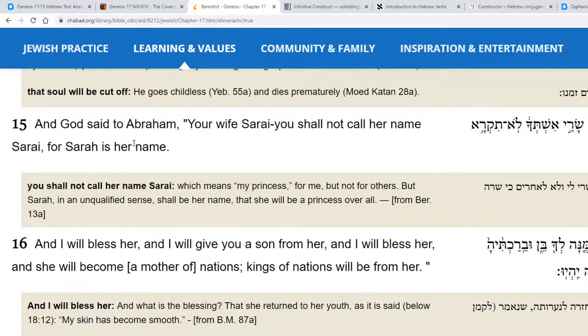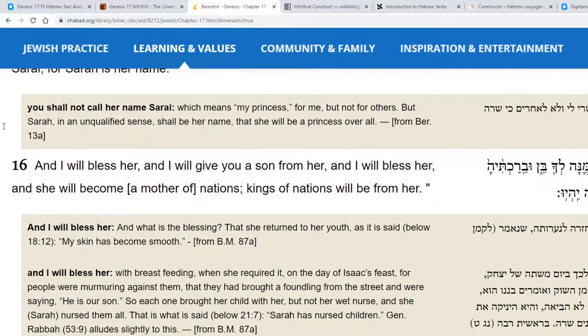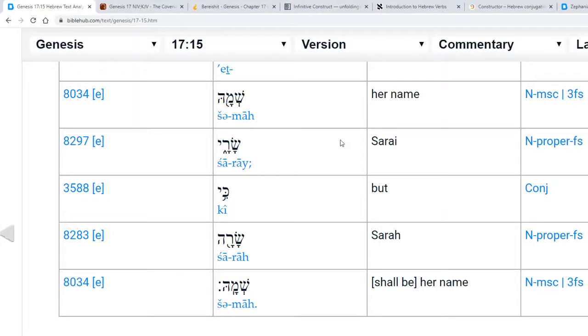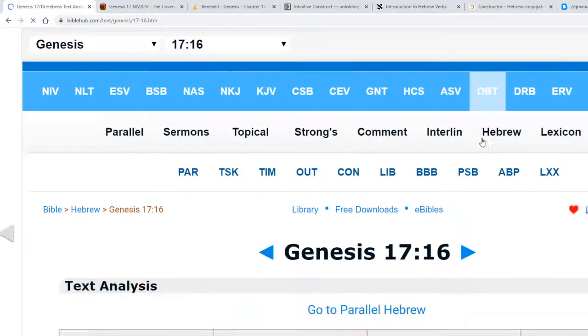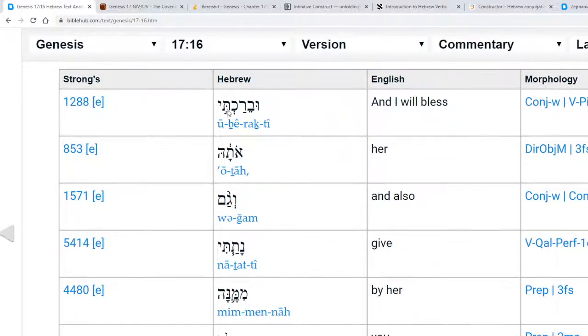And you can read. I really prefer Chabad. It's much more true to the Hebrew generally, I would say. And you can read the Rashi. He explains there why her name changes. It's kind of cute. Okay.